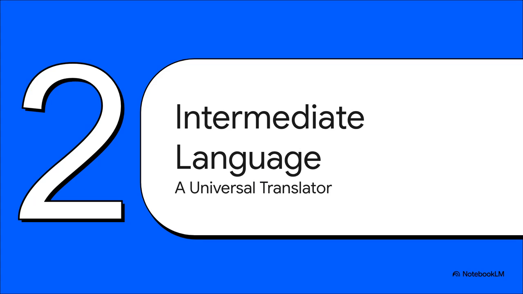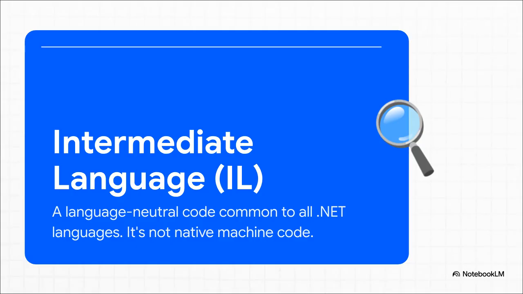It's all about creating a kind of universal translator, and that translator is called intermediate language, or just IL. So what exactly is IL? Think of it as a middle ground. It's a totally language-neutral code. It doesn't care if you wrote C# or Visual Basic or any other .NET language. It takes all of them and turns them into one common format. But, and this is the key thing to remember, this is still not machine code. The computer's processor has no idea what to do with this.